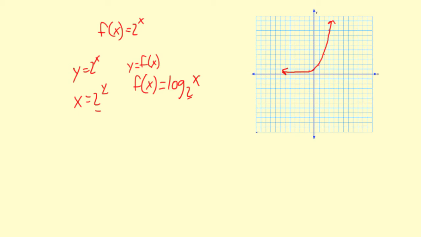Well, since it's an inverse of exponential growth, it reflects through the line y equals x. Okay, so it looks something like that. So this is y equals 2 to the x, and this is y equals log base 2 of x.